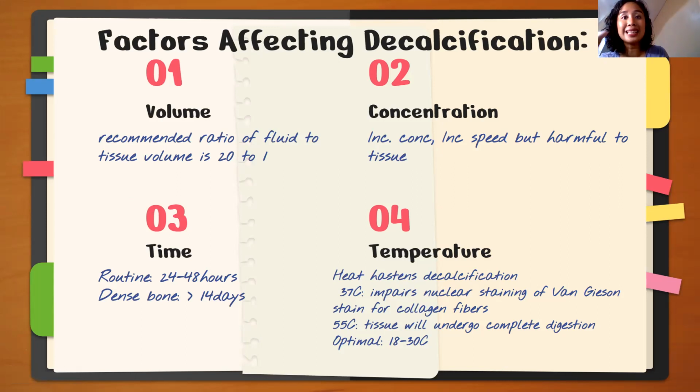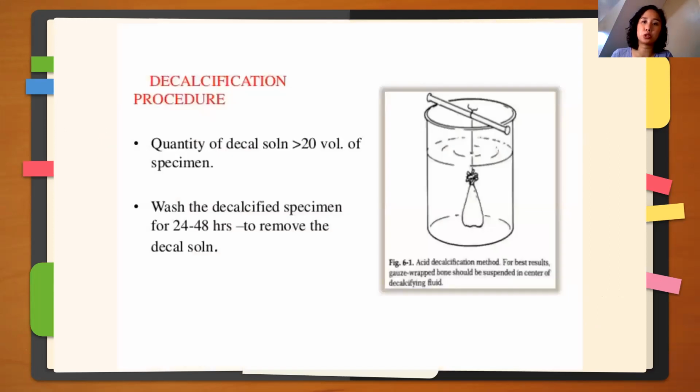So temperature: heat hastens decalcification. At 37 degrees, however, it impairs nuclear staining of Van Gieson stain for collagen fibers. So at body temperature, if you use Van Gieson, it could impair the nuclear staining. And at a higher temperature, 55 degrees Celsius, the acid could digest the tissue. So the optimal is 18 to 30 degrees Celsius, around room temperature. You will not go wrong with room or ambient temperature.